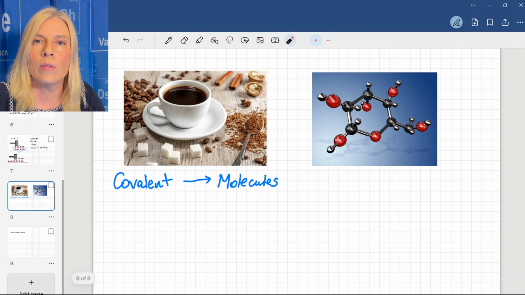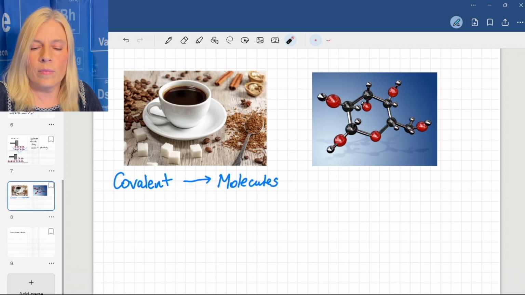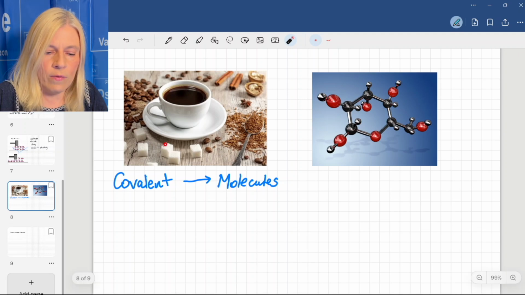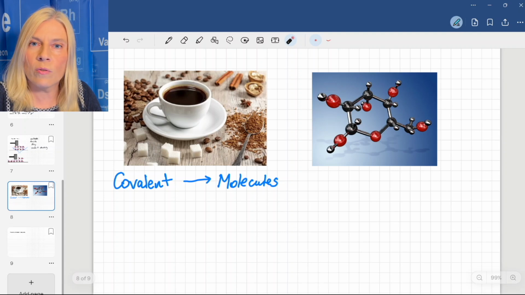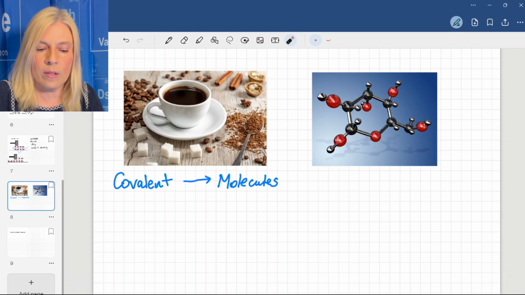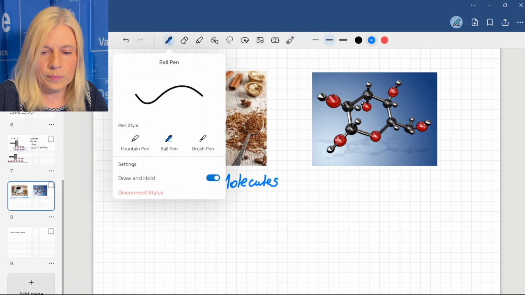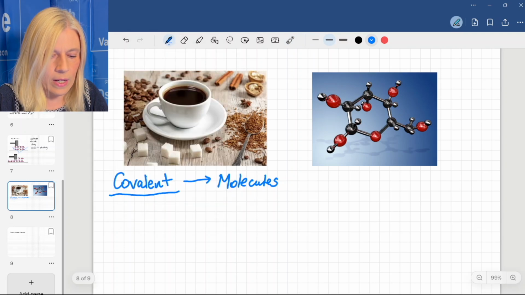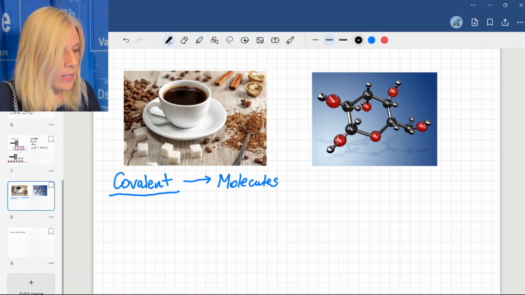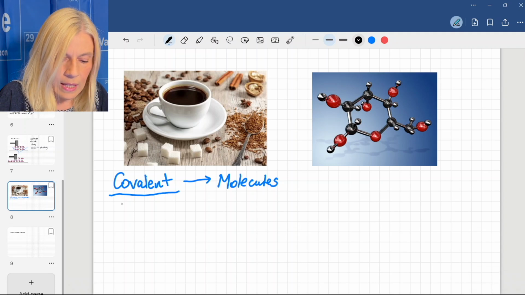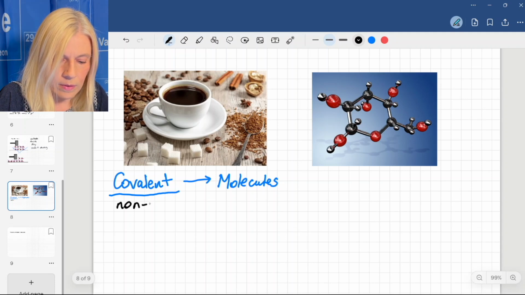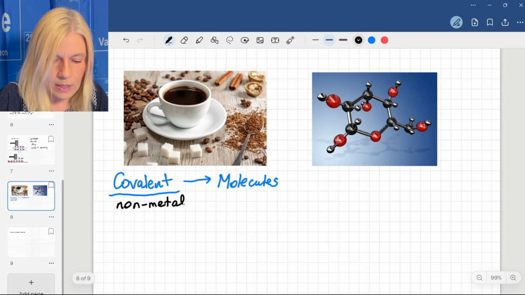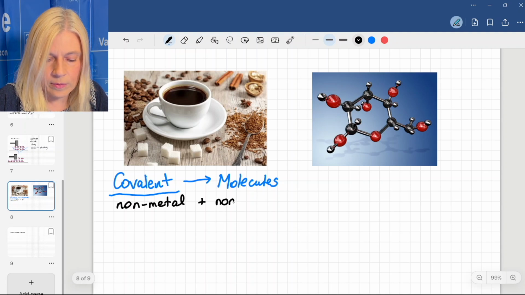Here is a glucose molecule. Glucose is part of sugar. So we have sugar here, we have caffeine in coffee, we have cinnamon. These are all separate molecules. They are all held together by covalent bonding. So covalent bonding is a nonmetal plus a nonmetal.